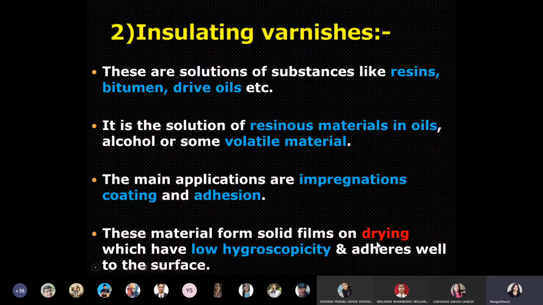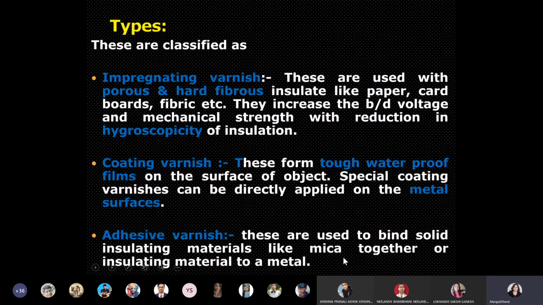So when that varnish is dry, drying is also done, that is, it will be heated. Now varnishes are also classified, starting with impregnating varnish. These are used with porous and hard fibrous insulating materials like paper. Paper is porous, so impregnating varnish is used for that. Cardboard, pressboard and fabric as well. These increase breakdown voltage and mechanical strength, because the porous material is filled up with good insulating material.